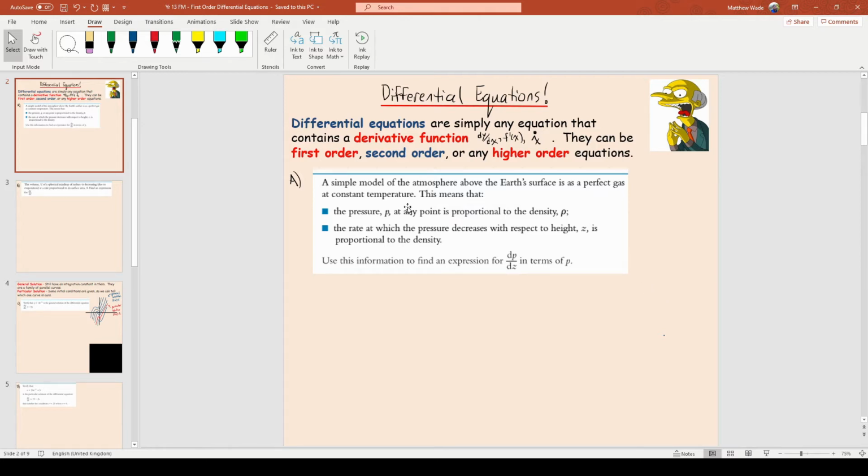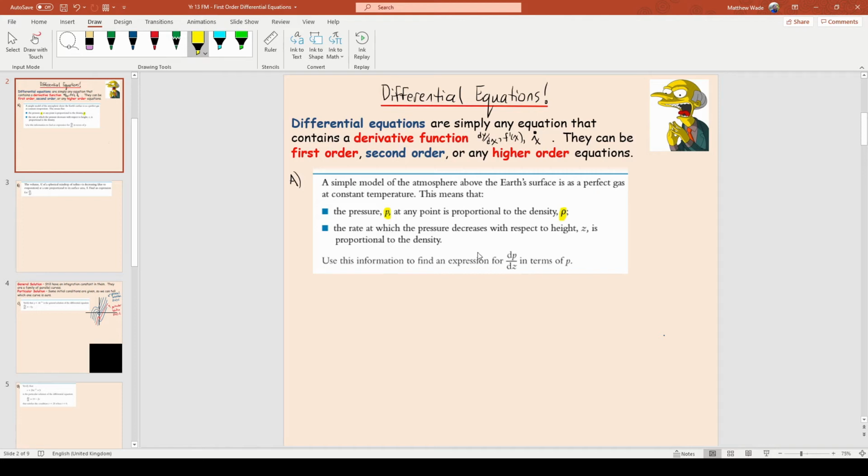So here we go. Anyway, first ever question. Here's what we've got. It says that the atmosphere above Earth's surface is a perfect gas at constant temperature. This means that the pressure, P, at any point is proportional to the density, rho. That's great. The one that looks just like P. Yeah, but anyway, it says that the pressure is proportional to rho, which is a Greek letter.